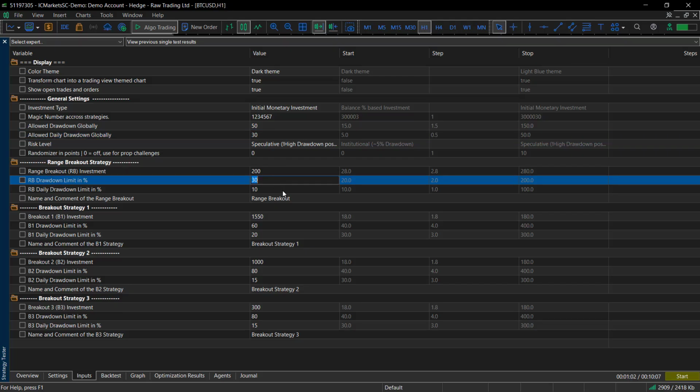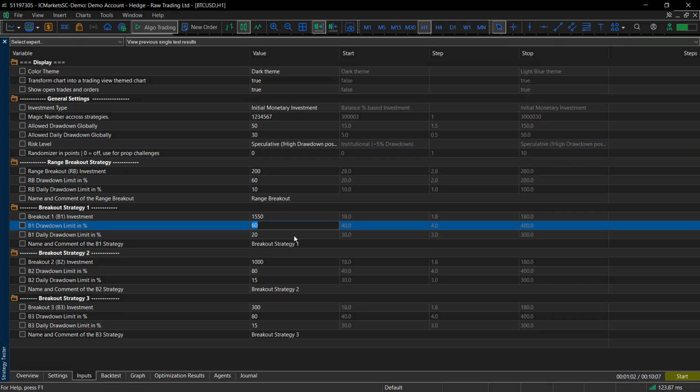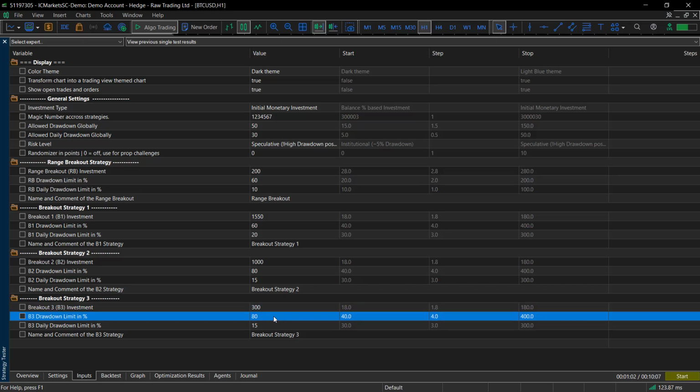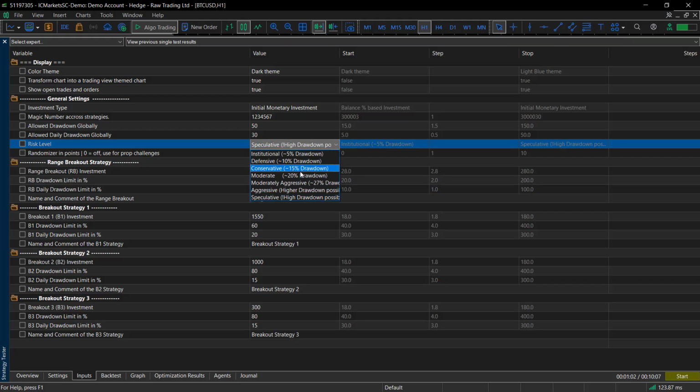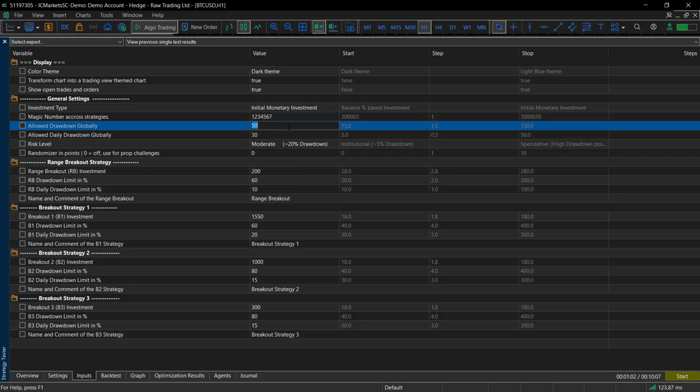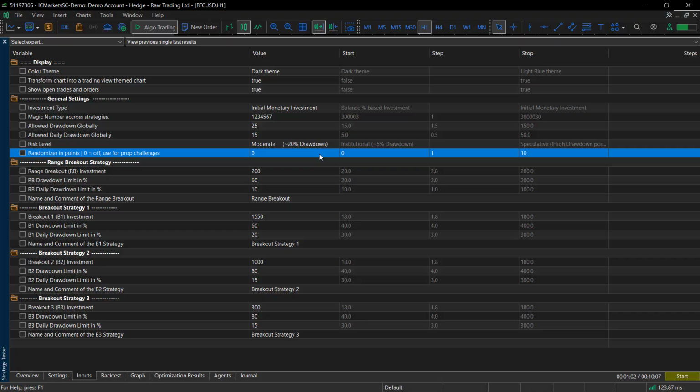It's important to adjust the drawdown limits accordingly. If you use a higher risk setting, drawdowns will be reached faster, so the limits should be set with that in mind. In general, I would recommend using the lower risk settings, but this depends on your account size. You also have the option to use a randomizer, which is defined in points.